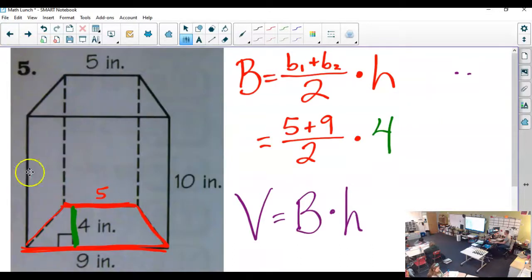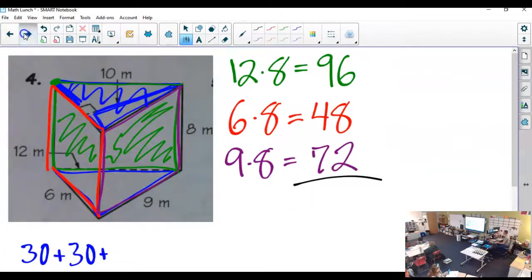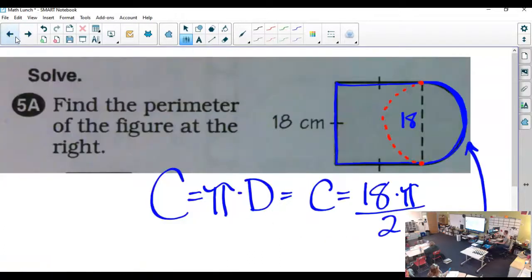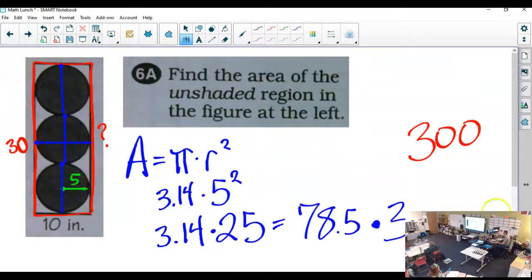So people also asked about this problem during math lunch, but this is from a different worksheet. So are there more questions from the circles worksheet? This is a bunch of what we went over at math lunch. Back to here. Wait. Phoebe?